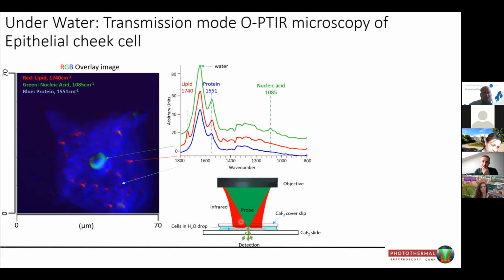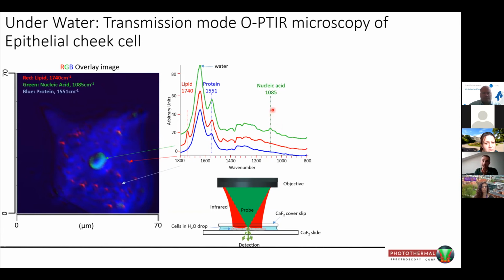This is going to be more of Alice's thunder here, so I won't steal too much of it. But this is one of my early live or hydrated cheek cell measurements. Having taken a swab of my cheek, putting it on calcium fluoride, a drop of water, and a cover slip on top. Taking some random spectra around the cell, and unfortunately I forgot to take a visible image for this one, but I quickly saw that there was some spectra that had a clear lipid, some had what I thought was probably a nucleic acid peak.